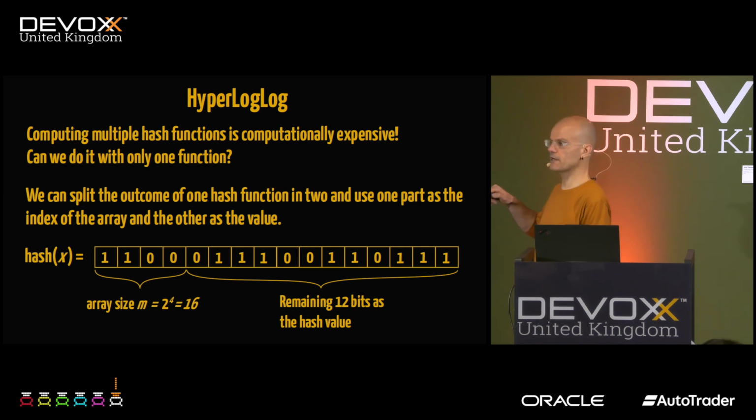Applying the hash function will return us a number, and we have here the binary representation of this number. We take the first 4 bits and use those for computing the index in the array where we want to put the value. Then we count the leading zeros in the remaining part. The remaining part is these 12 bits, and the leading zero count is just 1. So in the index given by the 4 bits, we're going to put 1, which is the number of leading zeros in the second part in which we split the number given by the hash function.